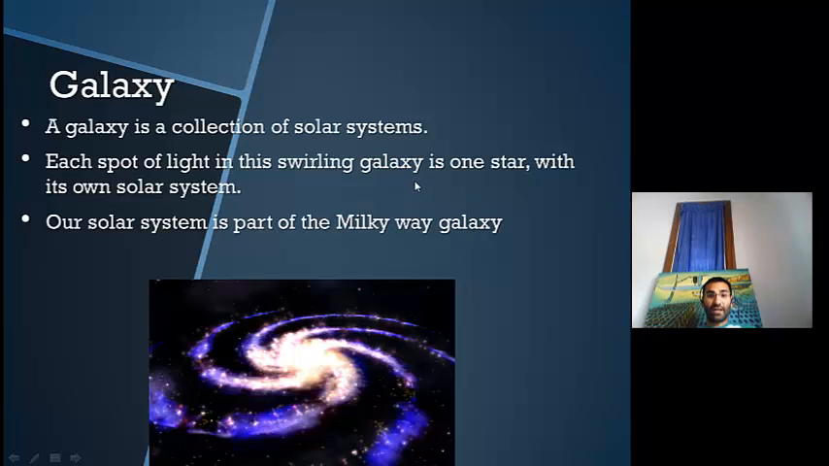So we've had a look at the 5 features of the universe. We've had a look at the moons, which are a natural satellite which revolve around a planet, which is a large mass which orbits around a sun or a star. We've looked at stars, which are large balls of gas which contain hydrogen, helium, and undergo nuclear fusion. We've looked at solar systems, which is a collection of those 3 things around one sun, and a galaxy, which is a collection of solar systems.